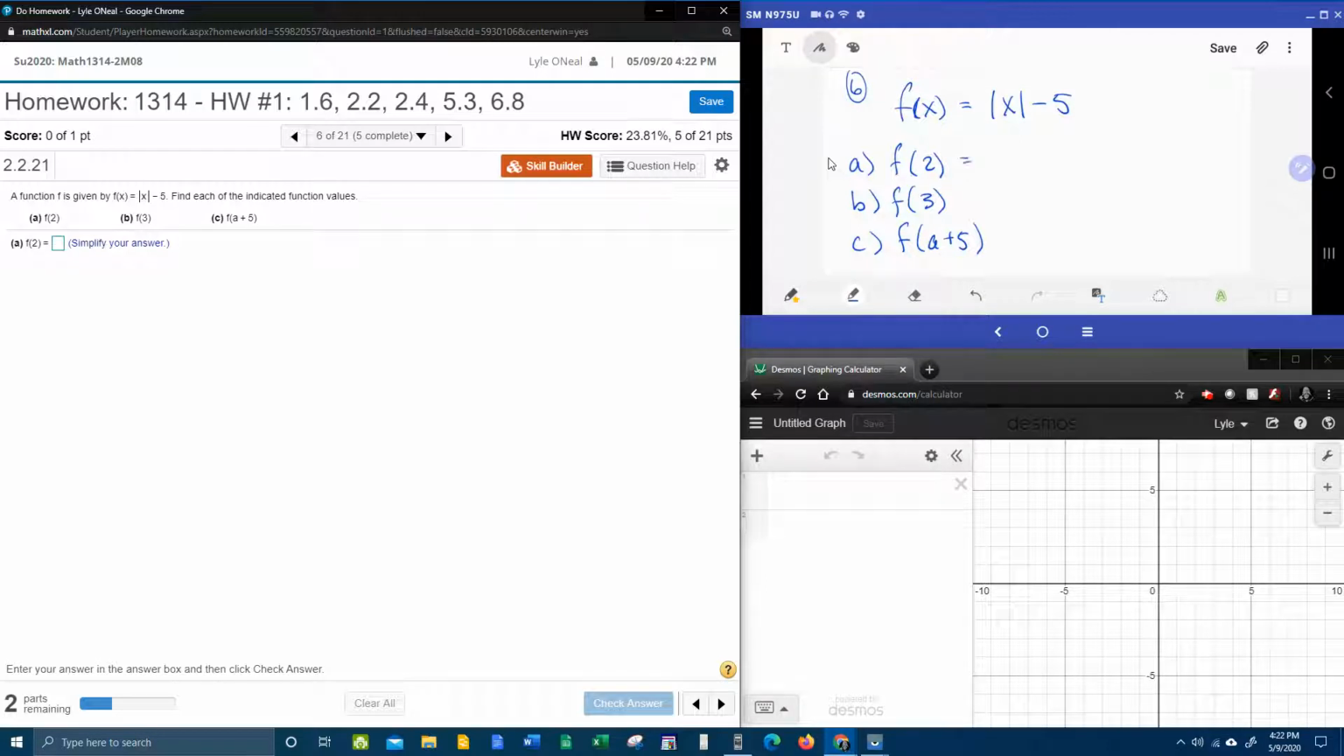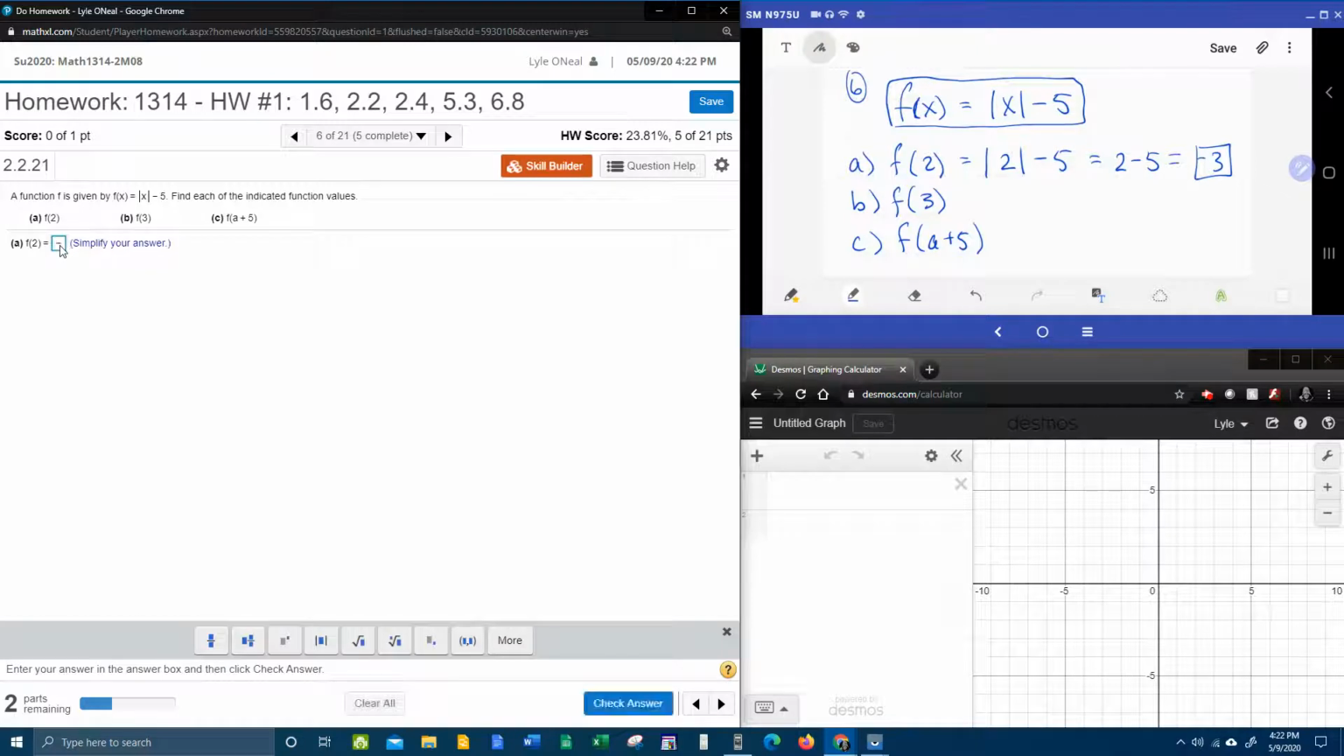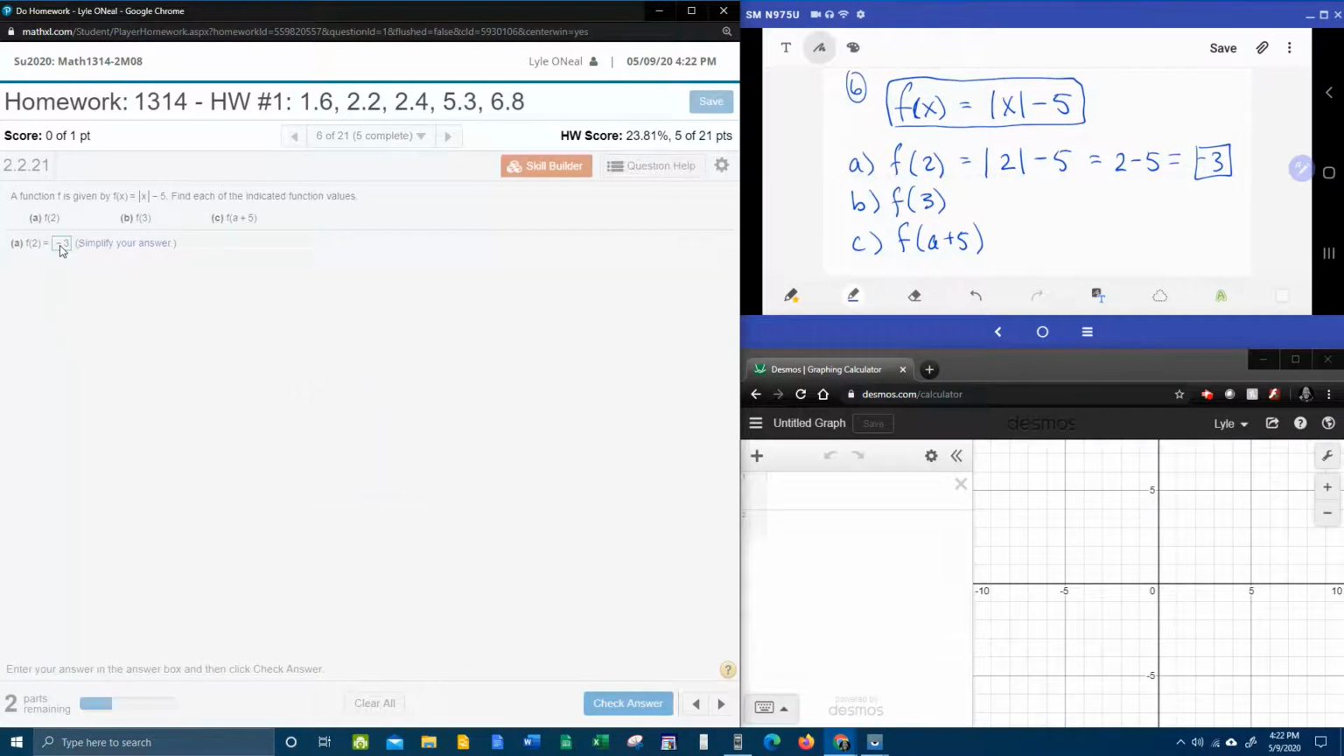First of all, if we want to calculate f of 2, that says to take the function and replace each x with a 2. So that'll become the absolute value of 2 minus 5. The absolute value of 2 is 2, and 2 minus 5 is negative 3. So there is our first answer. And so let's plug that in and see if we're right. Bam.